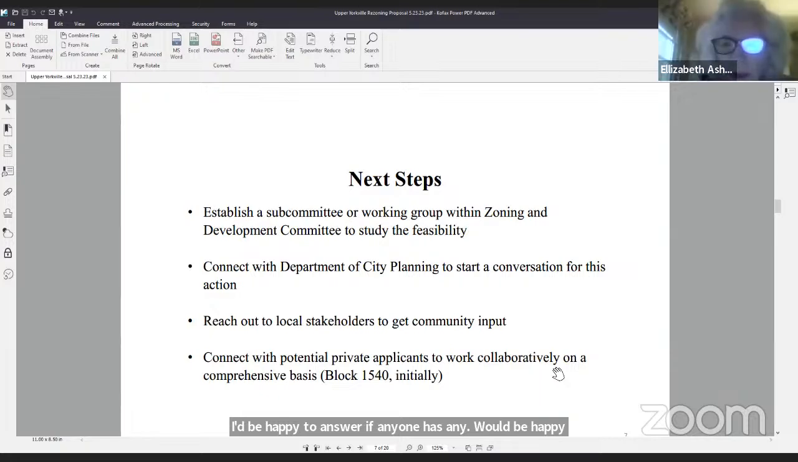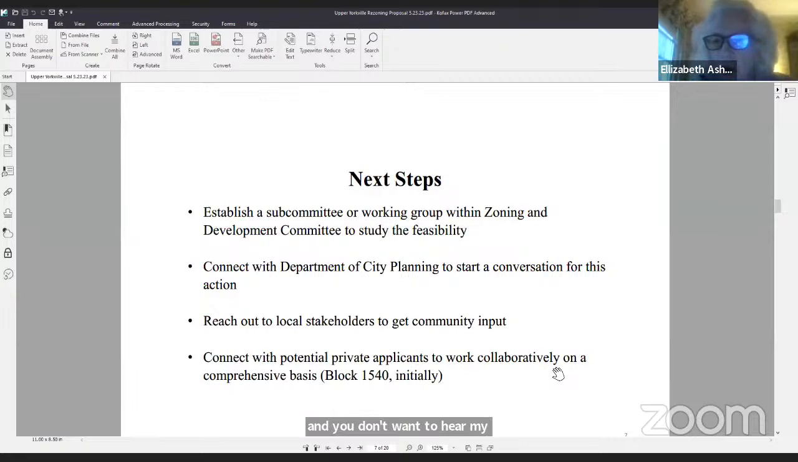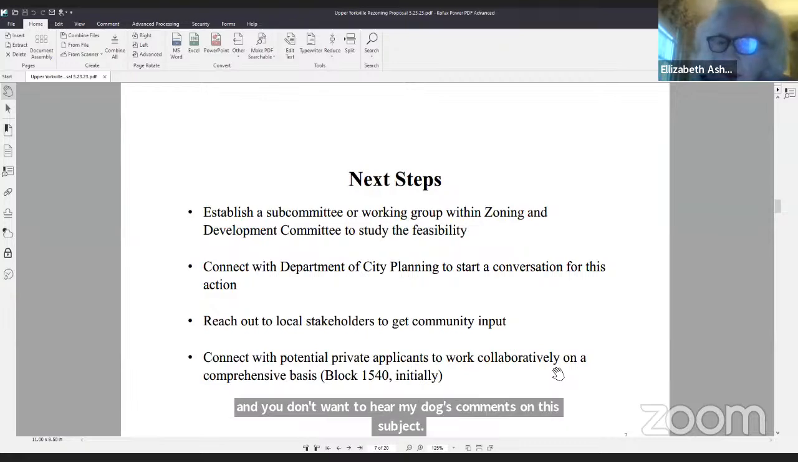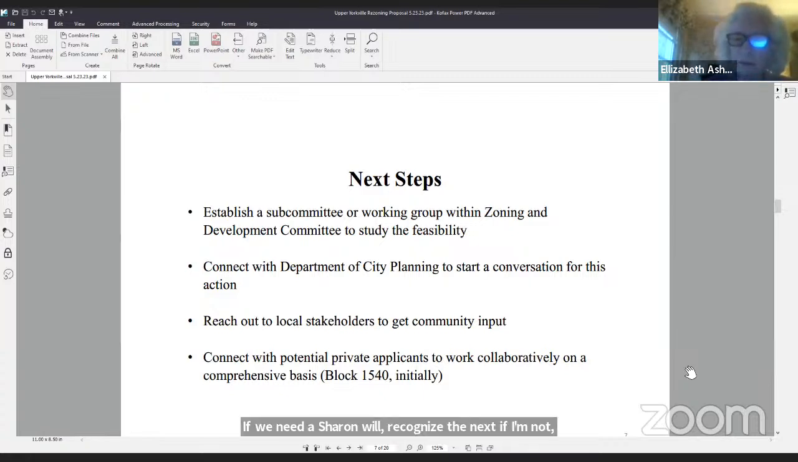I'm going to recognize people to talk to you, but I'm going to disappear for 2 minutes because the dog walker's coming and you don't want to hear my dog's comments on this subject. So, Rita Popper is the first speaker, and if we need, Sharon will recognize the next if I'm not liberated by then.